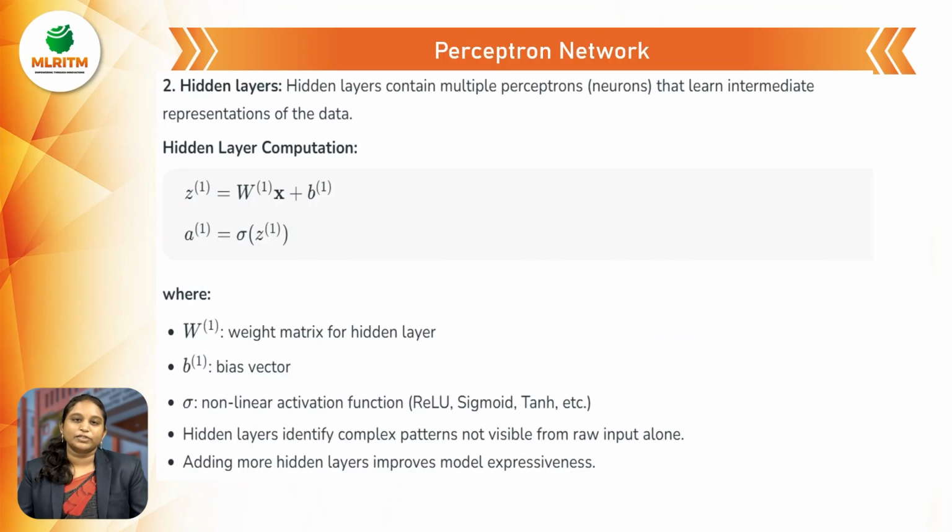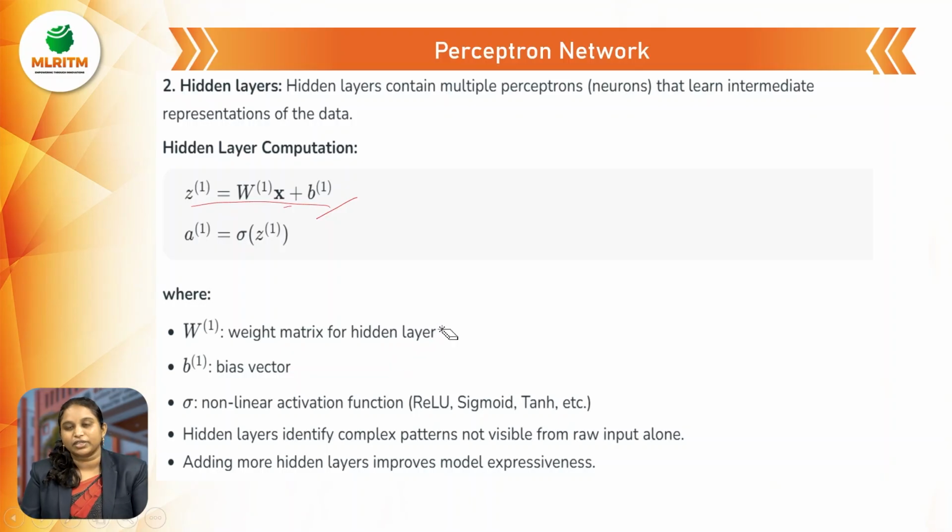So what is meant by hidden layer? The hidden layer contains many or multiple perceptrons, or we can call them neurons, which is going to represent the data here. We have the weight matrix for the hidden layer and the bias vectors. If you look into the formula, it is the combination of the input with the weights and the bias values. W1 represents the weight matrix for the hidden layer, and B is the bias vector.